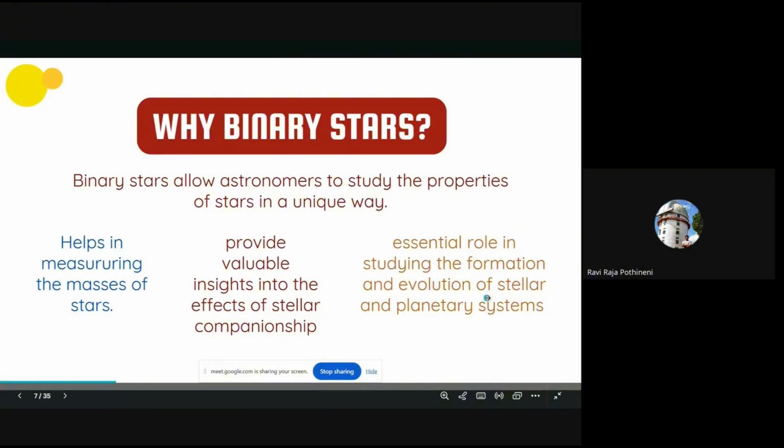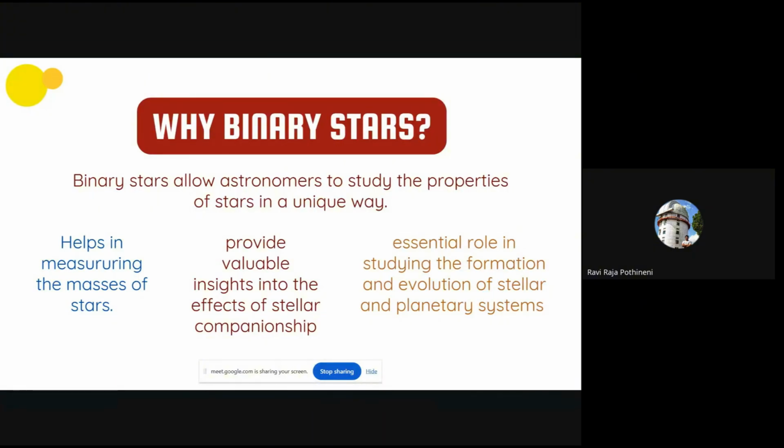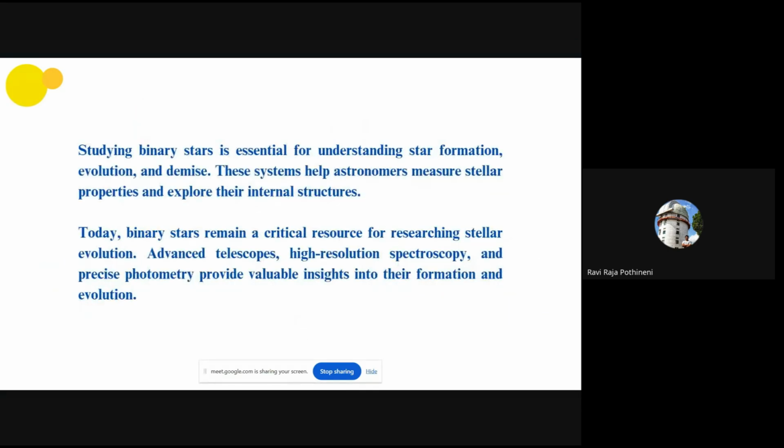Sometimes binaries are found to be not just alone. There will be planets around these systems or some substellar objects around these systems. So it is very important to study those. Now, as I mentioned just now, it is very crucial to understand how these systems might have formed, and not just about the formation.